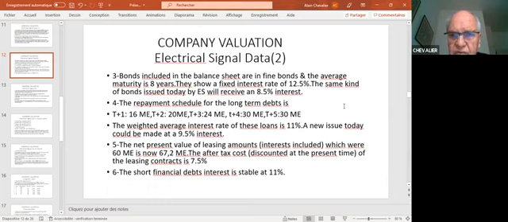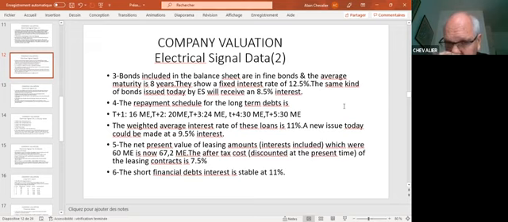For the long-term debt, the repayment schedule is the following one. At T plus 1, 16; T plus 2, 20; T plus 3, 24; T plus 4, 13; T plus 5, 30 also.